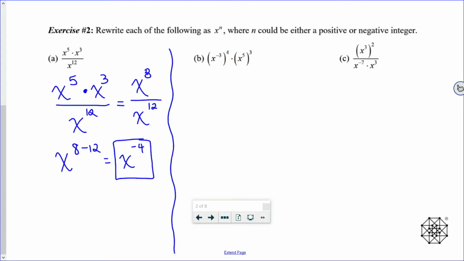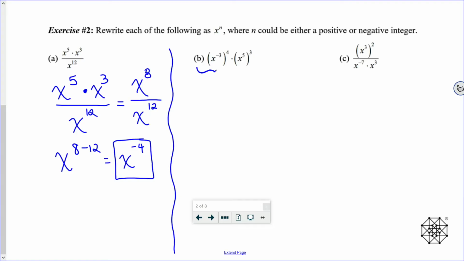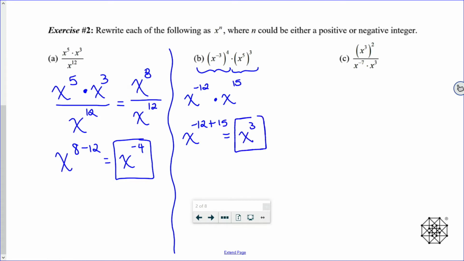Letter B. Here I have x to the negative 3 raised to the fourth times x to the fifth raised to the third. Well, the first thing that I'm going to do in this problem is take this first expression and use that second exponent law that tells me that I can multiply the two exponents together. Negative 3 times 4 is negative 12. I can do exactly the same thing with that second exponential expression, and I'll get x to the 15th when I multiply 5 by 3. But now I have a straightforward application of the first exponent law, which tells me I can add those two exponents, giving me x to the third.